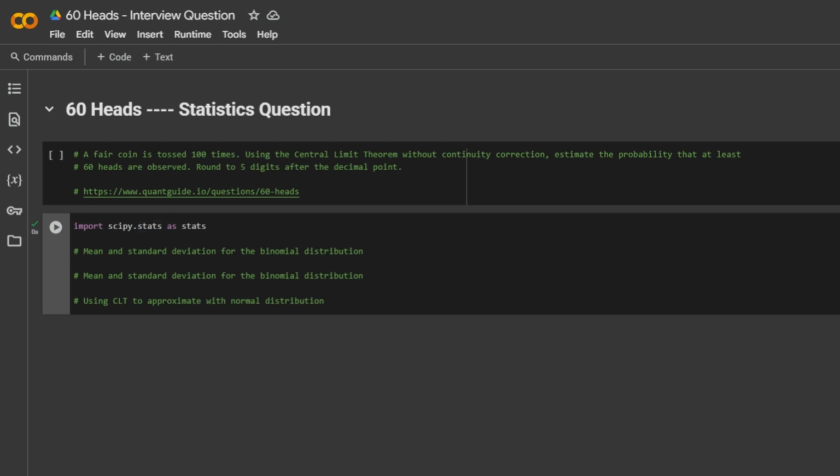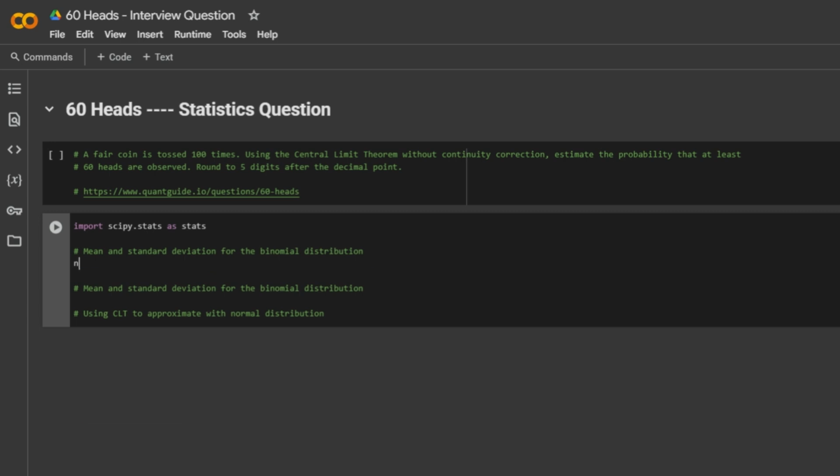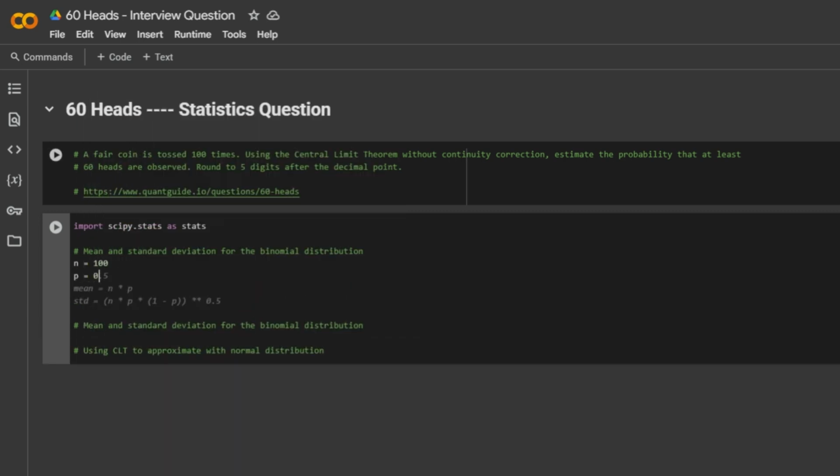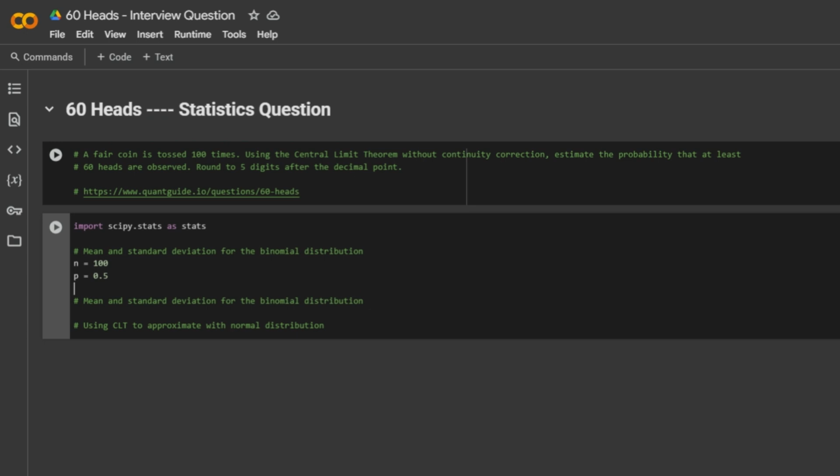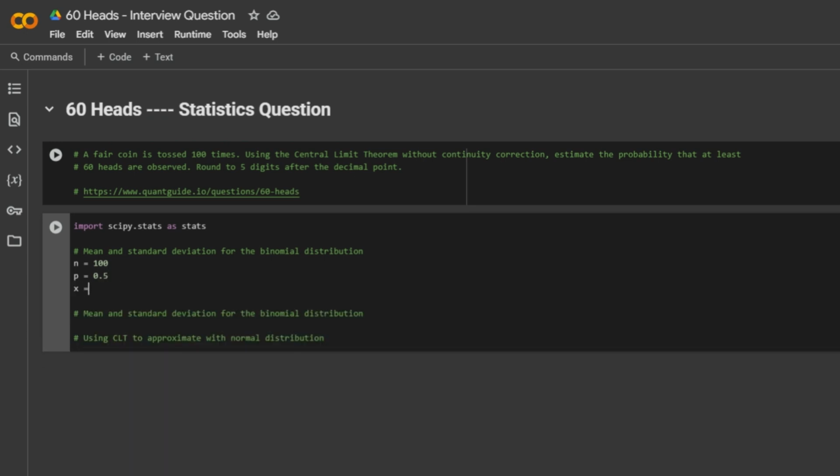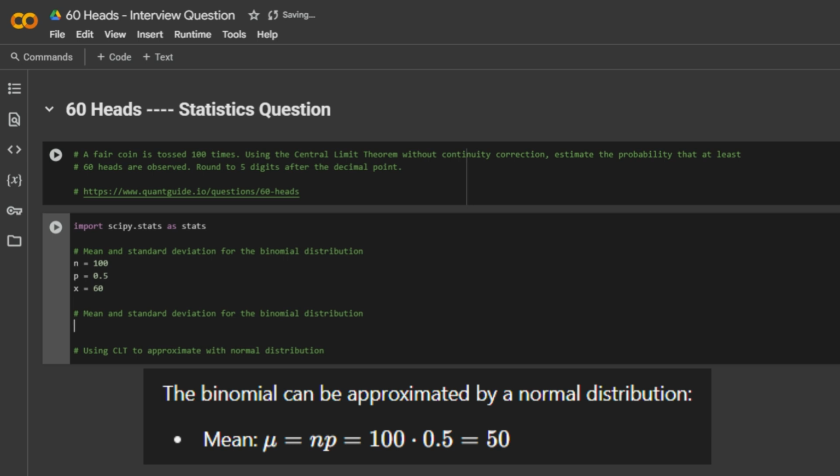Now, we could start off by putting in what's given to us. We could see our n is going to be 100 as stated here. Our p here is going to be 0.5 as it's heads or tails, so we have a probability of 50-50. And our x, the amount of successes we have, or the amount that we want to measure, is going to be 60.